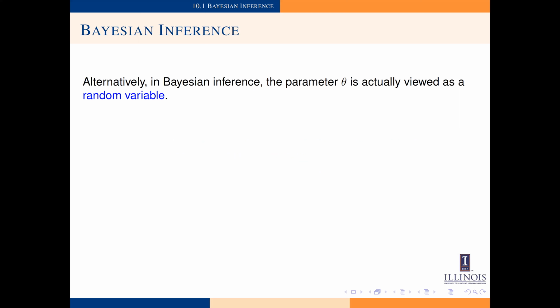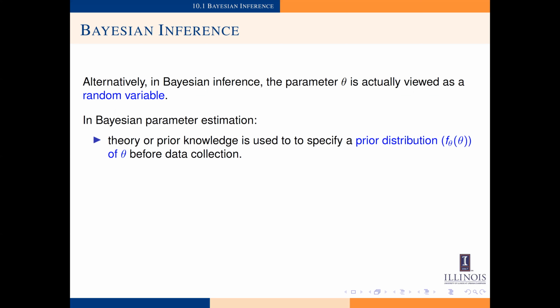Alternatively, in Bayesian inference, the parameter theta is actually viewed as a random variable. This is in contrast to frequentist statistics where the unknown parameter theta is assumed to be a constant. In Bayesian parameter estimation, we first use theory or prior knowledge to specify a prior distribution of theta before data collection. So because theta is viewed as a random variable, we first use our prior knowledge to specify a prior, which we denote by f(theta). So that's the distribution of theta based on our prior knowledge.